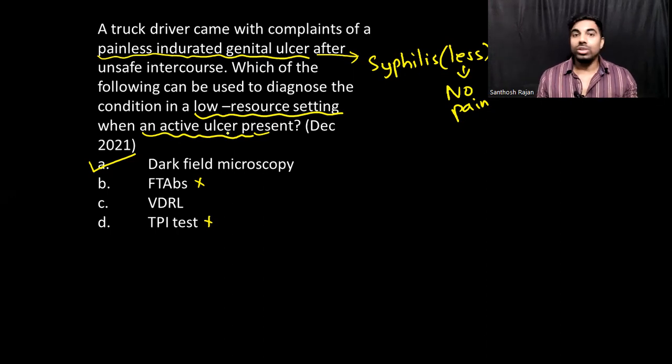And with an active ulcer, we don't know the time period since he got the ulcer, or whether the antibody has formed in the incubation period or not. That's why we're choosing dark field. If not dark field, then it should be VDRL. But many of the doctors are going with dark field microscopy, so let's choose this answer.